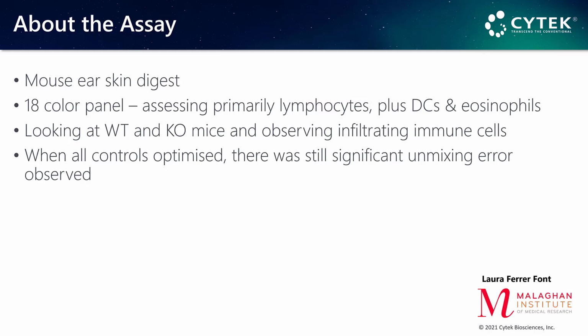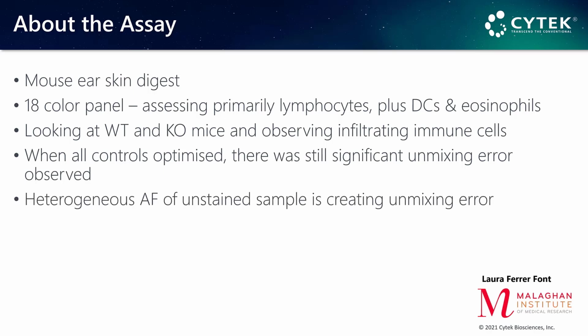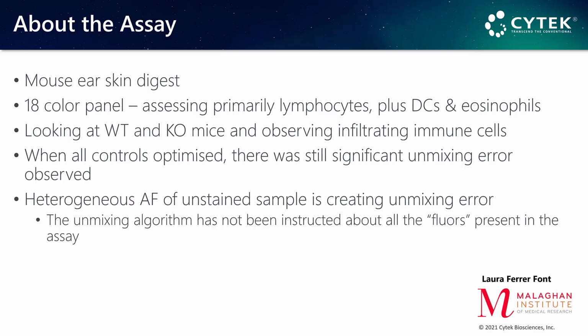The 18 color panel is used to analyze mouse ear skin digests and assess populations of lymphocytes, dendritic cells, and eosinophils. The assay involves looking at wild type and knockout mice and observing the infiltrating immune cells in that ear skin tissue. When all the reference controls were optimized, we still observed a significant unmixing error, and the heterogeneity of this unstained sample is the driving force behind this unmixing error. The reason being that the unmixing algorithm has not been properly instructed about all the fluors present in the assay when the unstained sample cannot have a representative signature derived from a scatter gate alone.